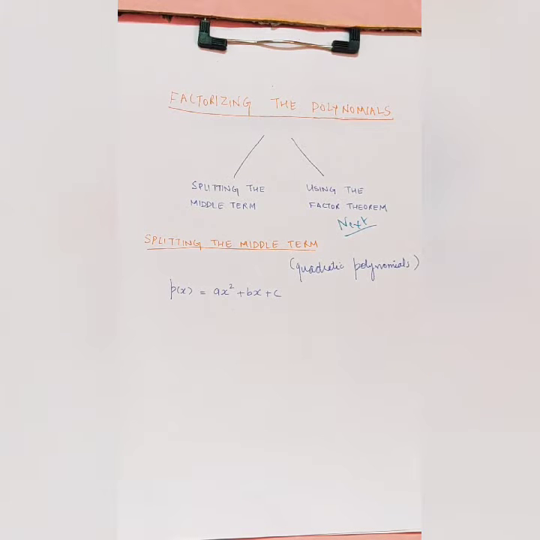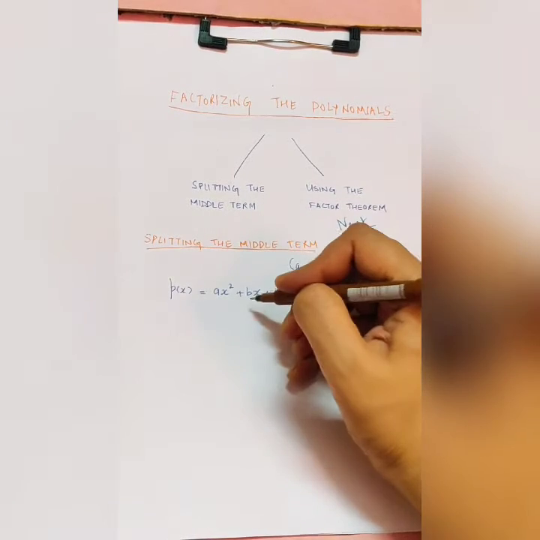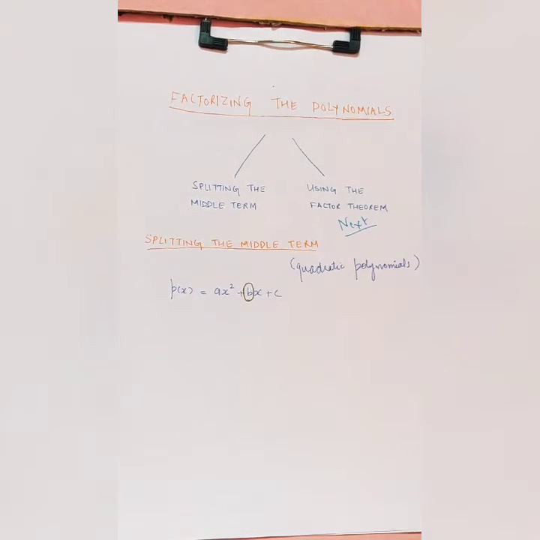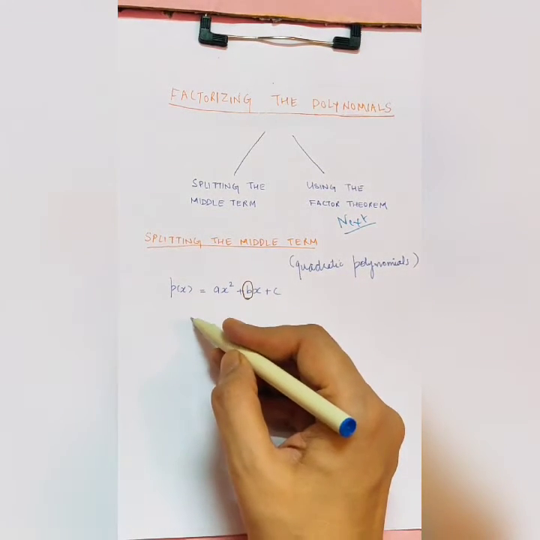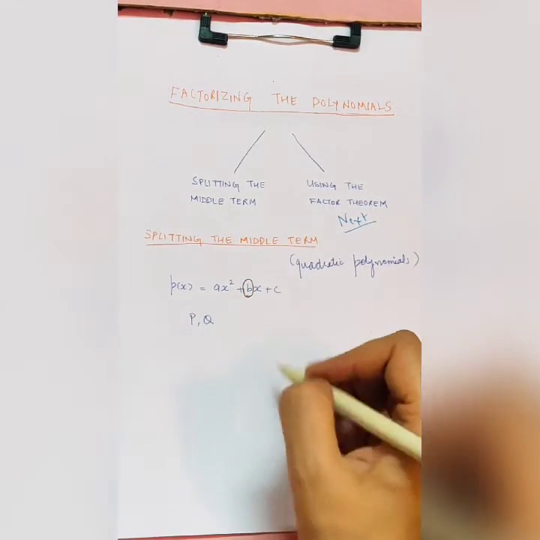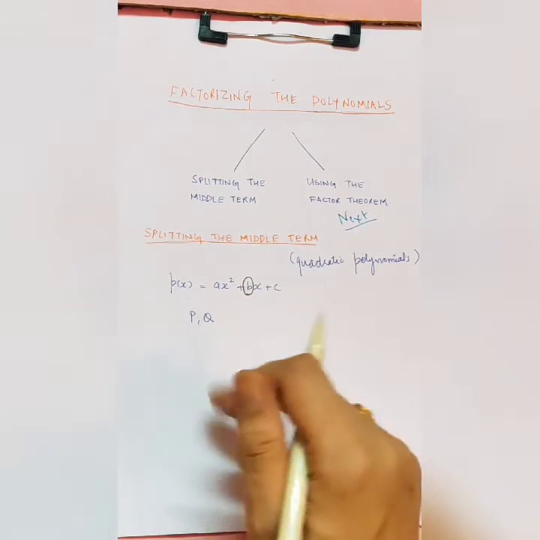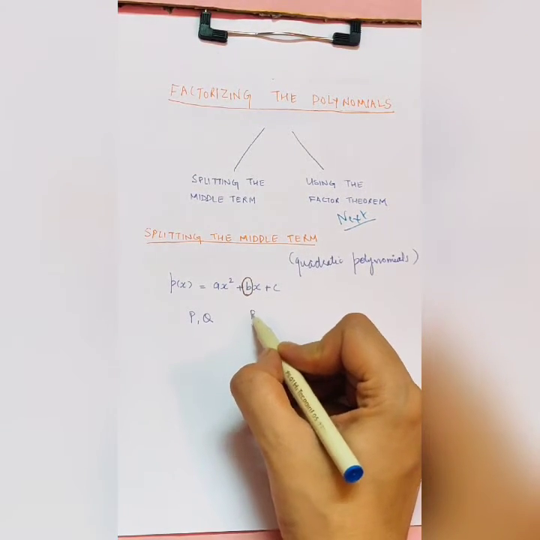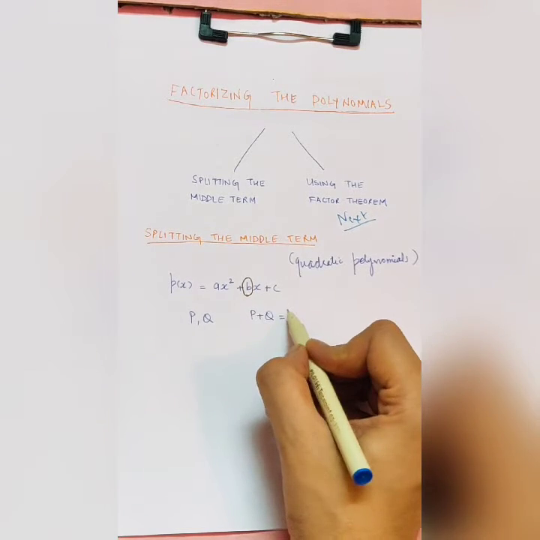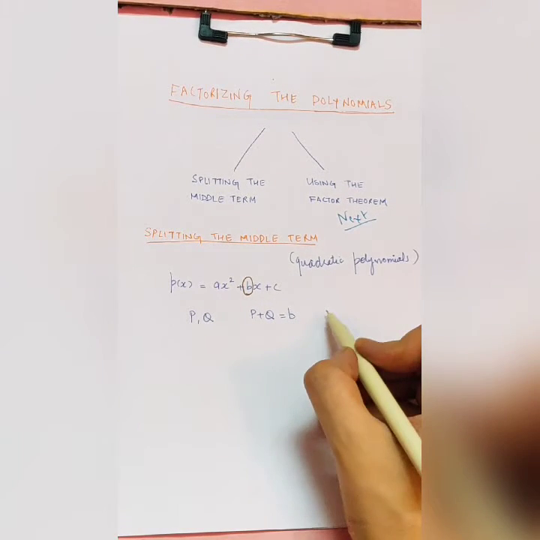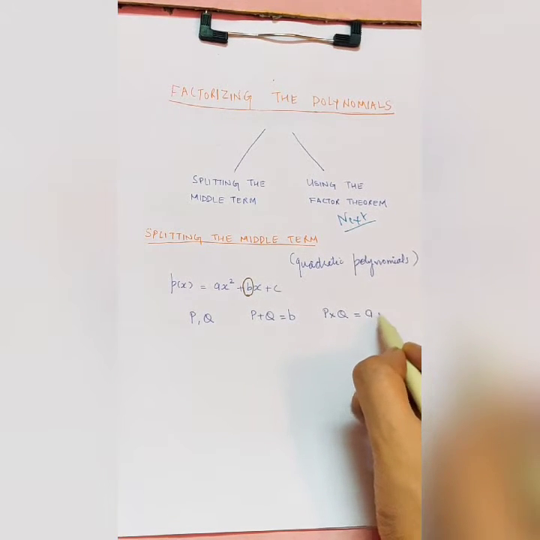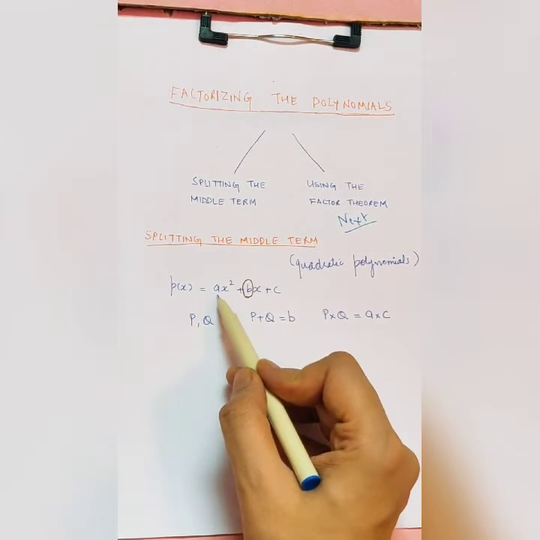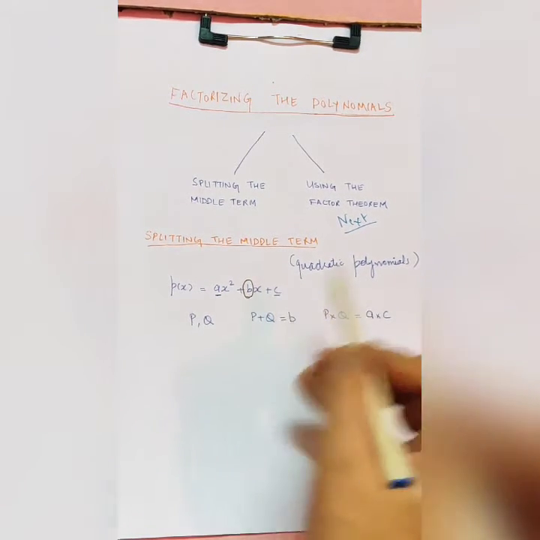Now since the method says it is splitting the middle term, obviously this middle term here is very important. We begin with this middle term b. Now what we will be doing, we will be finding two numbers, say p and q. We'll find these numbers such that the sum of these two numbers is our middle term b, and the product of these two numbers gives us the product of a and c, that is the coefficient of x square and the constant.